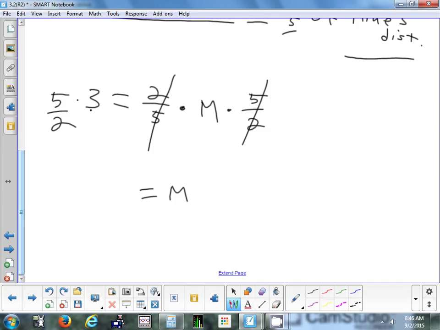5 times 3 is 15. And 2 times 1 is, yep, so she, in her head, just put it over 1. 2 times 1 is 2. So that's how far Mike ran. How far is that? You could say it's 15 halves. Or that's 15 divided by 2. That's 7.5 miles.